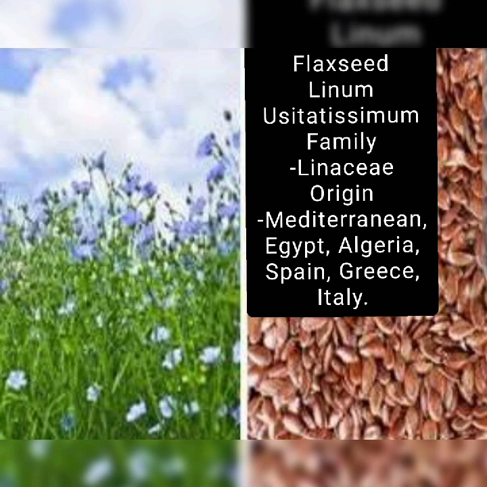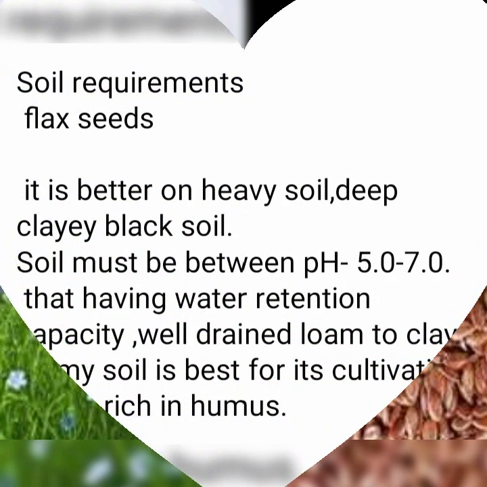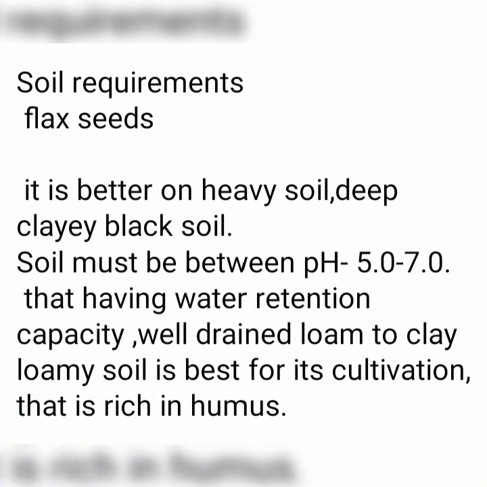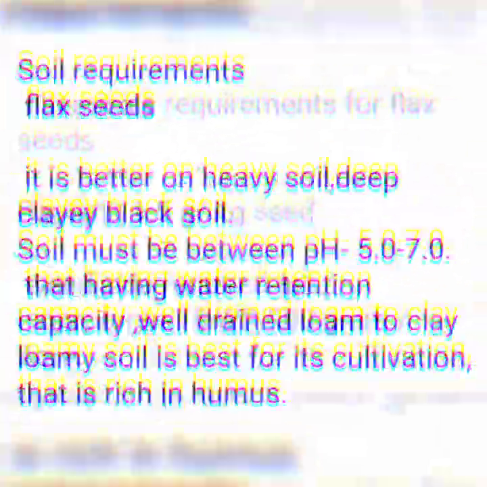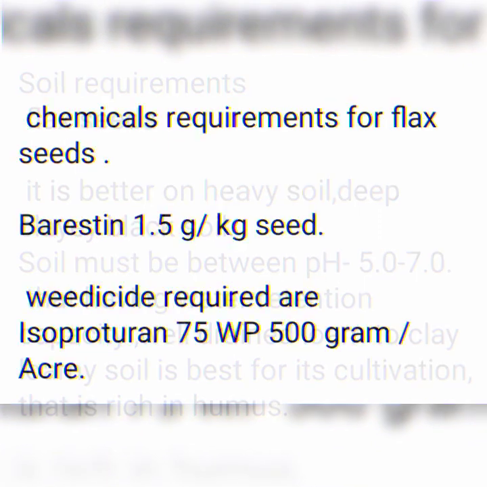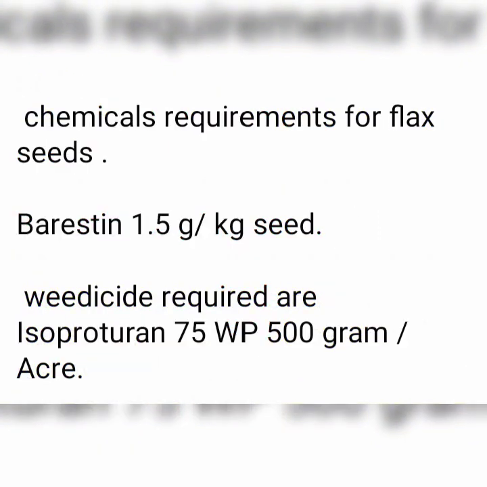Better soil for flaxseed is heavy soil, that must be deep, clay, black soil, and soil pH must be between 5 to 7. It must have high water retention capacity, but the soil must be well drained, loamy to clay, and it must be rich in humus.